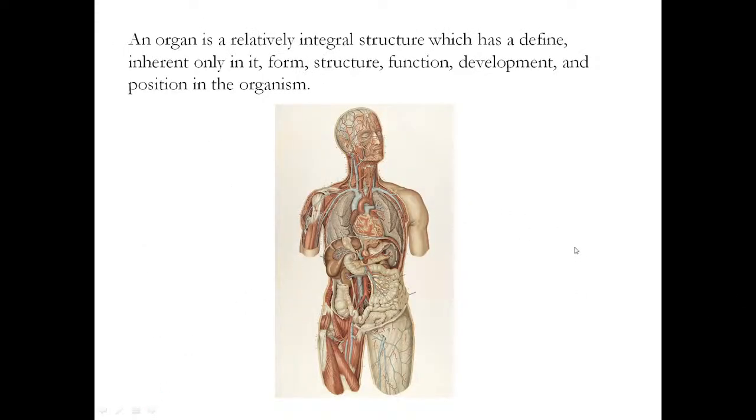An organ is a relatively integral structure which has a defined form, structure, function, development, and position in the organism that are inherent only to it. What do you see? The human body. You see located next organ, heart. This is blood cells, this is the eye, nose, this is intestine, this is hippa, and others. This is muscles.